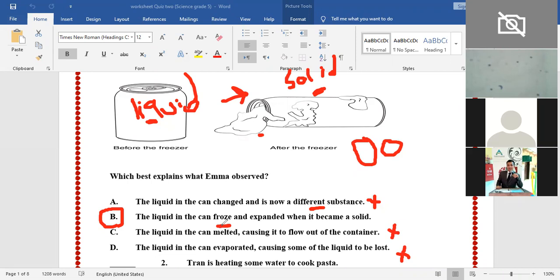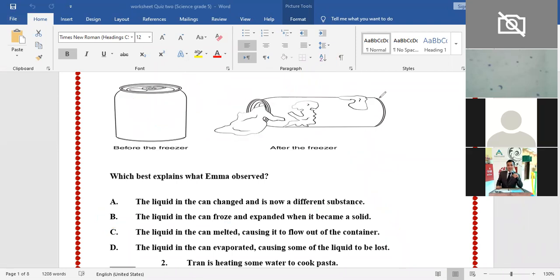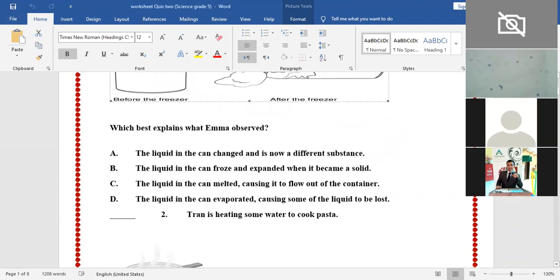Mister, please mute yourself, please. Yeah. Mister, can I go to the toilet? Go. Okay, let's complete. Can I go to the toilet? Go. Number 2.